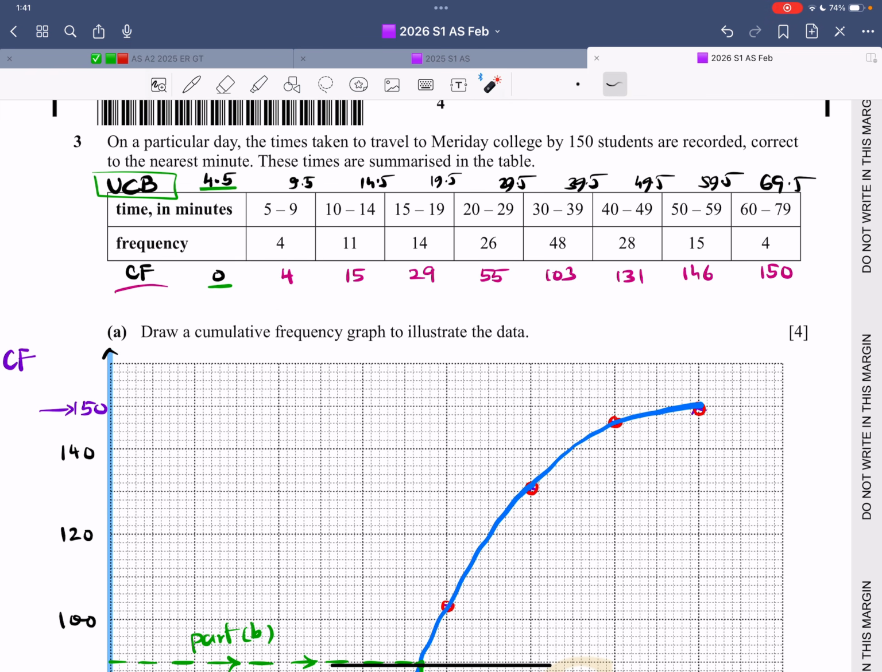So question number 3. Now it says on a particular day, the times taken to travel, let me do a bit of underlining. Times taken to travel by 150 students are recorded correct to the nearest minute. The times are summarized in the table.